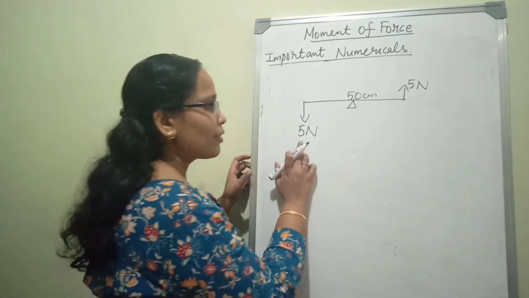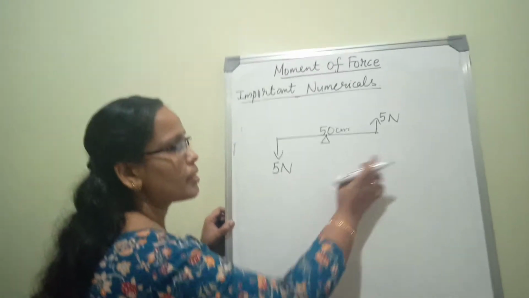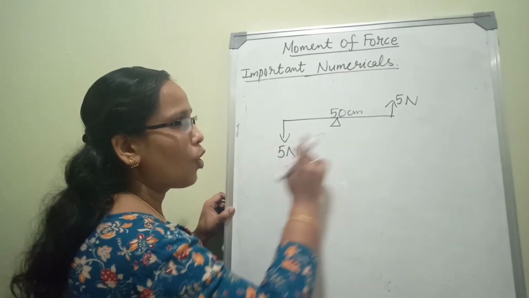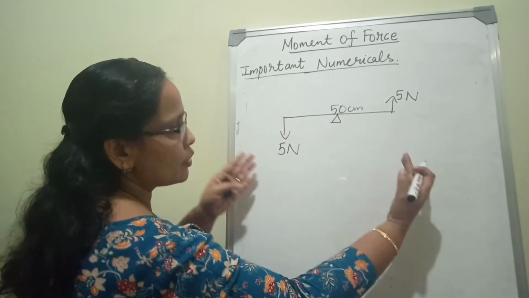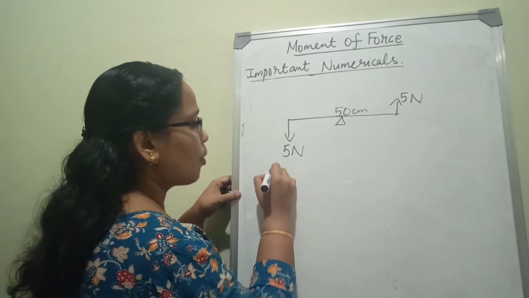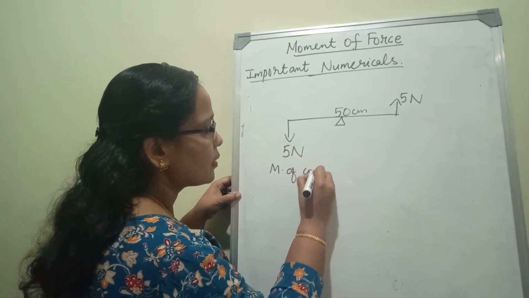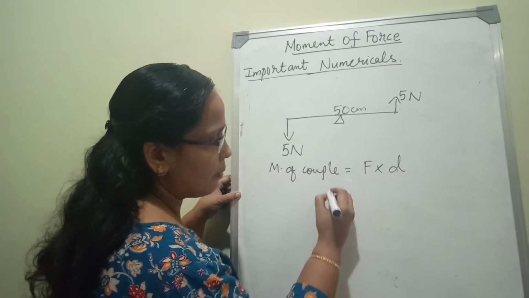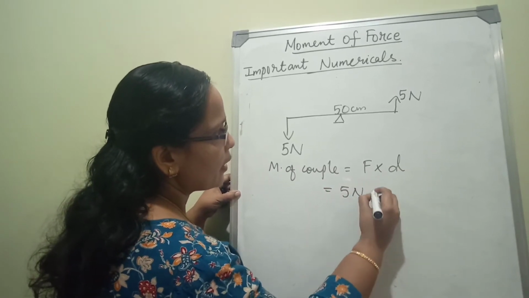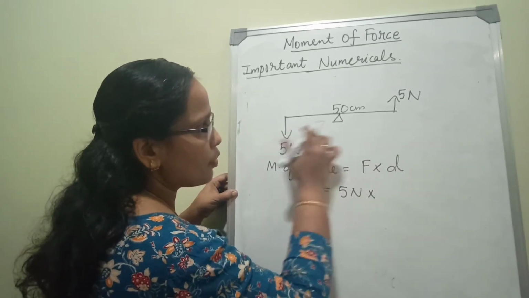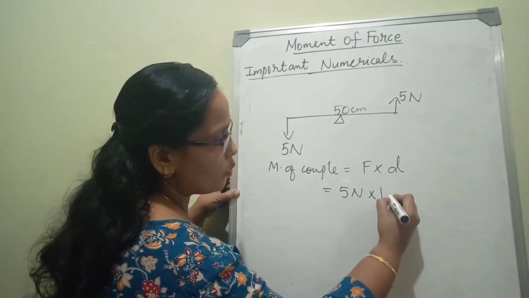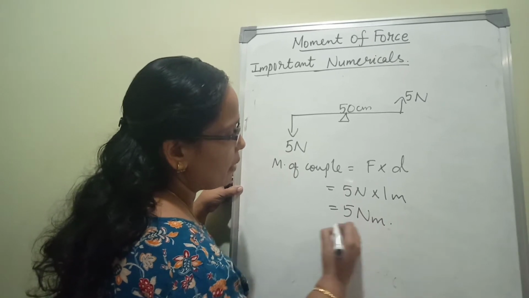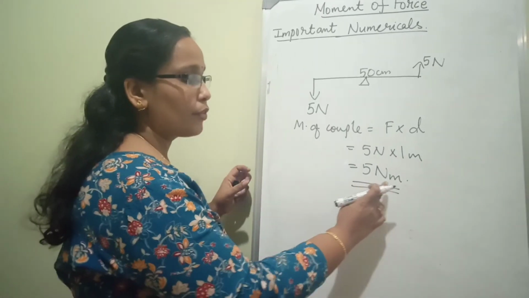Now from this figure we can understand this forms a couple. Equal forces of 5 Newton act in opposite directions, and these two forces are parallel also. So moment of couple is equal to force into couple arm. So 5 Newton into, what is the distance between two forces? It is a meter rule, so 1 meter. So we get the answer as 5 Newton meter.